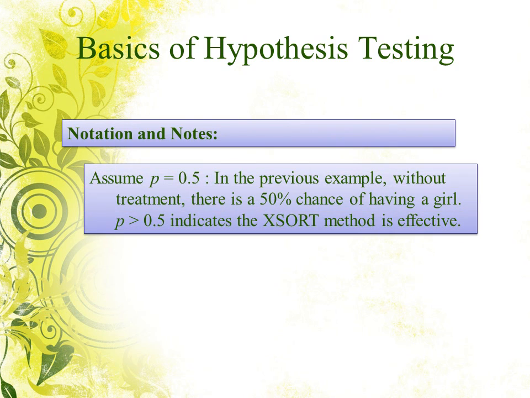So a little bit about notation. In the previous example, we assumed that P equaled 0.5. We didn't state it explicitly, but we assumed that the proportion of girls you would expect to get out of all births would be 0.5 or 50%. So without treatment, there would have been a 50% chance of having a girl. P greater than 0.5 indicates that this method was effective, because that's saying that the proportion of people who are using this method and get a girl is greater than 0.5. Or in other words, there's greater than 0.5 chance of having a girl using this method.